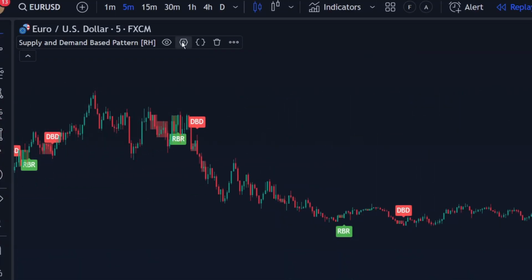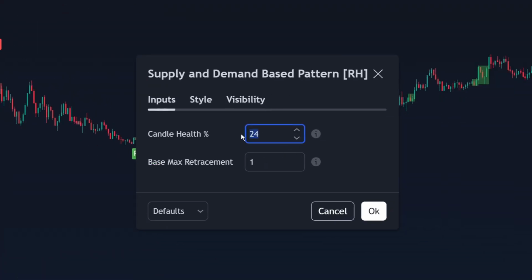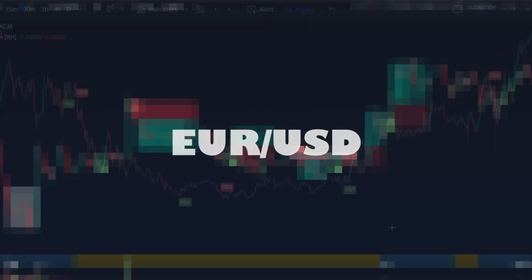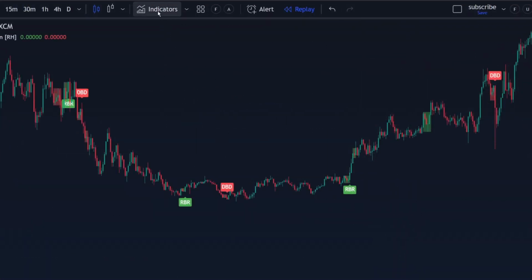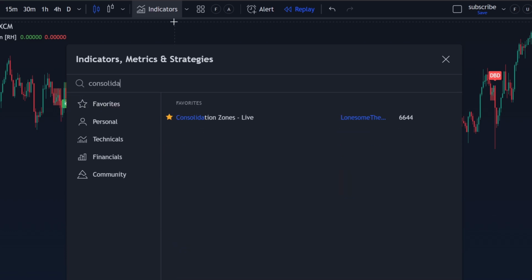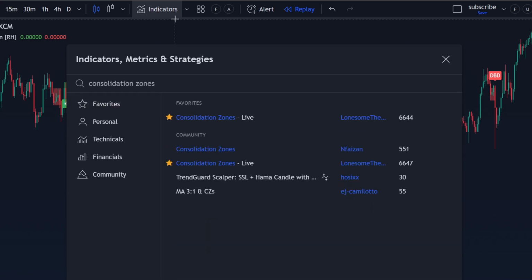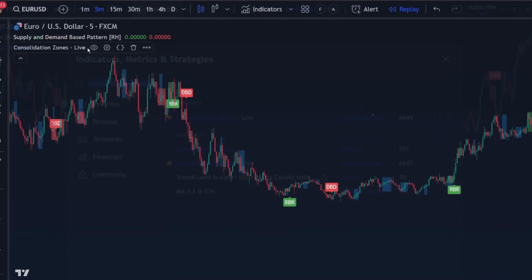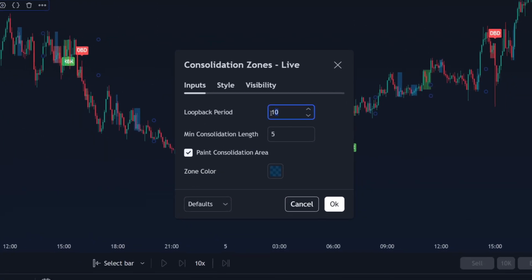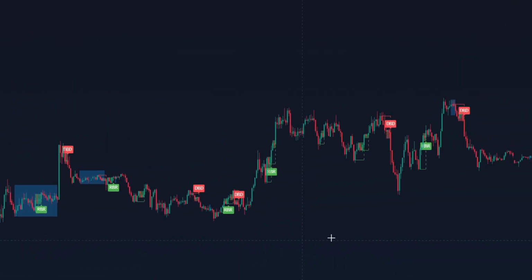Go to the settings of the supply and demand indicator and change the candle health to 50% and base max retracement to 0.8. I found that these settings work much better for the EUR-USD pair. Now for the new indicator I mentioned earlier, go to the Indicators tab and search for Consolidation Zones. Select the one by Lonesome, then go to its settings and change the loopback period to 5. Now that our new setup is ready, let's go over the trading rules.